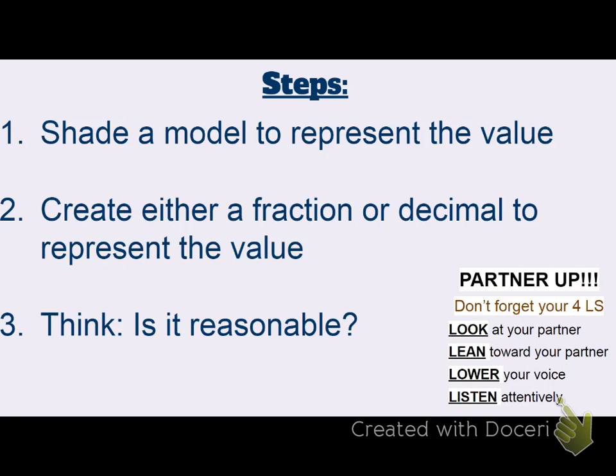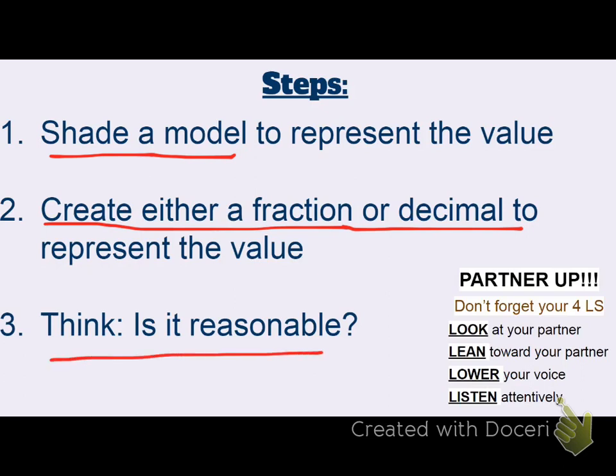Well, step 1, it says shade a model to represent the value. So we're going to shade a model. Yay, we get to actually do some visual drawing. Okay, and after we shade that model, we're going to either create a fraction or a decimal. Some problems we'll have to make the fraction, and others it'll be the decimal. But remember, fractions and decimals can be equivalent in their worth or their amount or their value. So shade that model, make that visual, create a fraction or a decimal, and finally, is it reasonable? Does it make sense? Can I really move on? Do I know that I have the right answer?